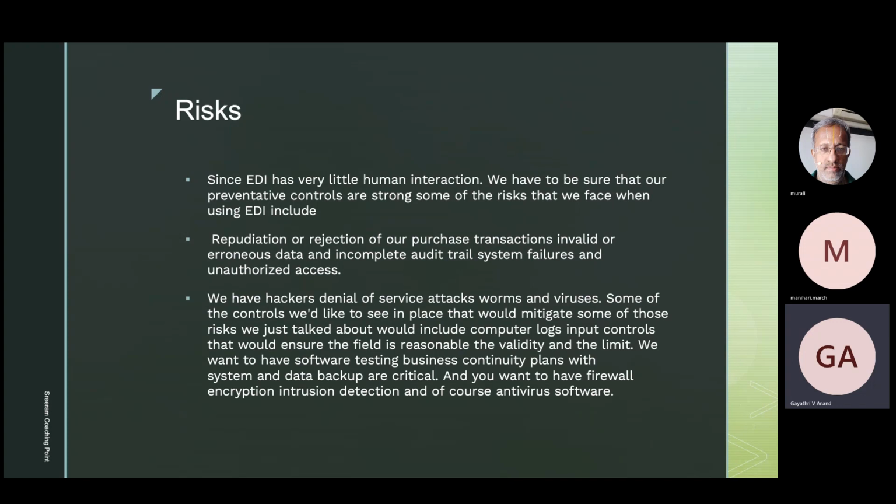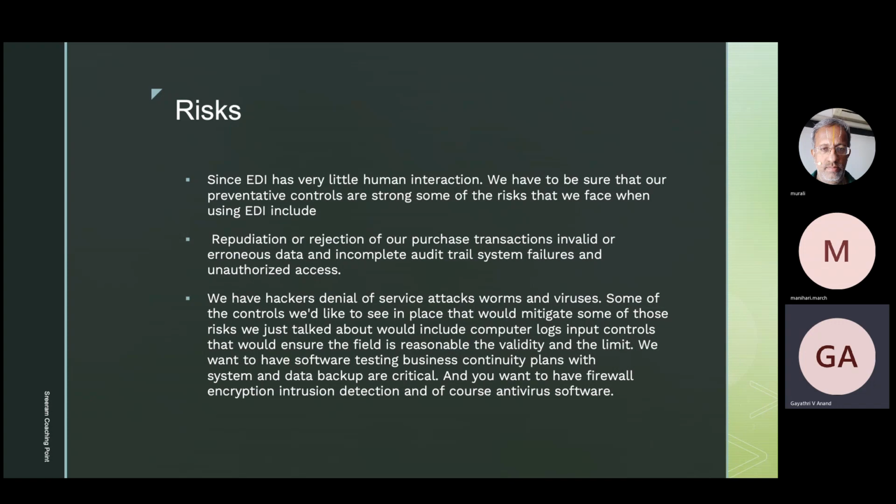Then we have hackers, denial of service attacks, worms and virus. Some of the controls we would like to see in place that would mitigate some of those risks we just talked about would include computer logs, input controls that would ensure the field is reachable, the validity and the limit. We want to have software testing, business continuity plans, the system and data backup are critical. And you want to have firewall, encryption, intrusion detection, and of course antivirus software.